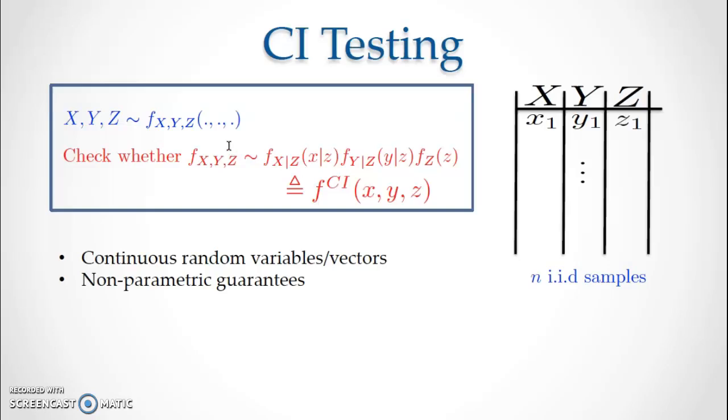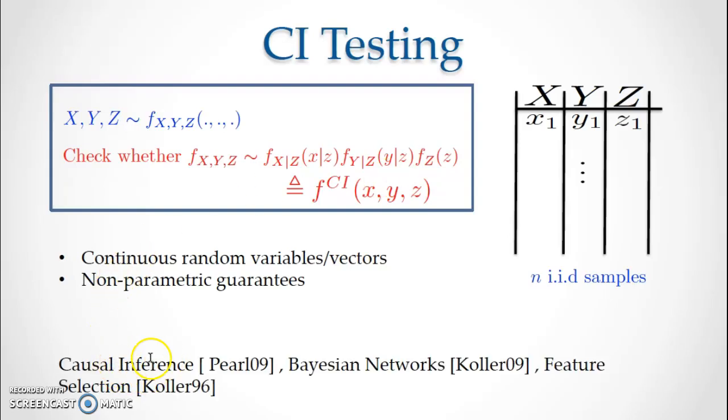The problem of CI testing is as follows. Given NIID samples from the joint distribution of random variables or vectors x, y and z, we need to infer whether x is conditionally independent of y given z. That is, whether the joint distribution factorizes as shown here. We are interested in designing non-parametric conditional independence tests for the case where the random variables are continuous. There is a wide range of applications in causal inference, Bayesian networks, and feature selection.